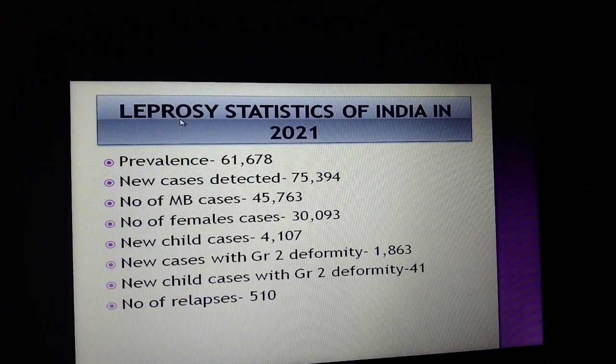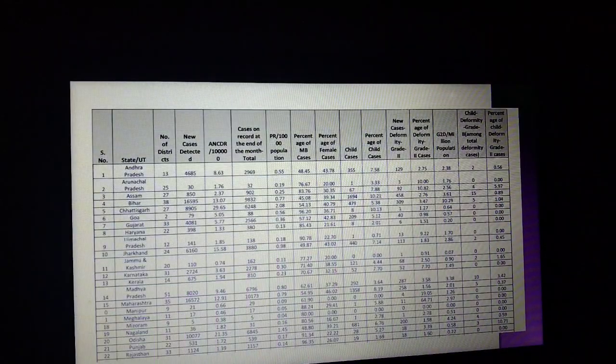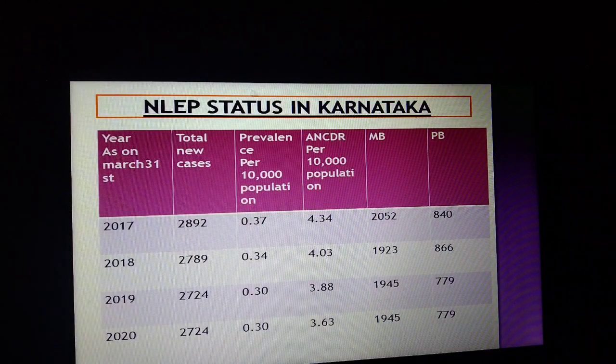Next is leprosy statistics of India in the year 2021. So this is the prevalence. As we know, prevalence is something which is common. As you can see across India, these are the states and these are the cases. Next is NLEP status in Karnataka as on March 31st. So these are the years and these are the cases.